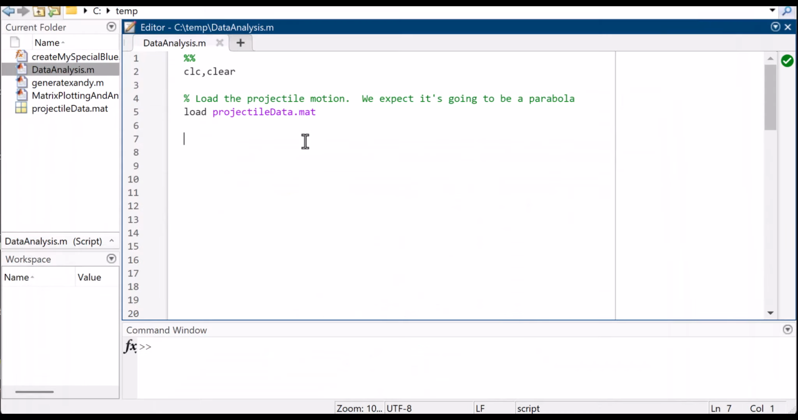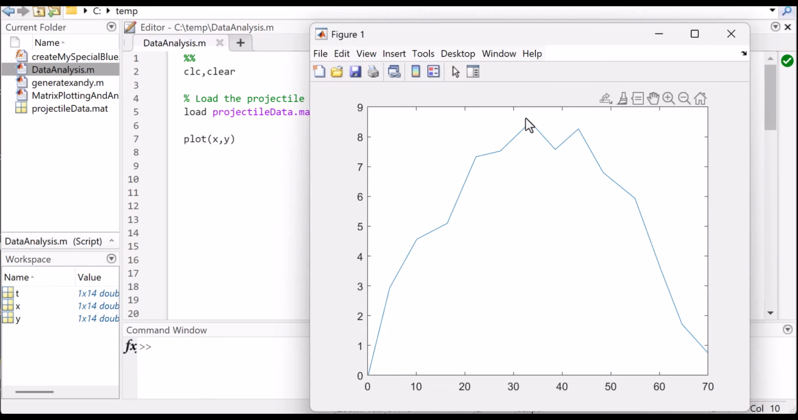So I've made some fake projectile data. The idea would be that I measure this data, but because I'm measuring it, it's not perfect. So I'm going to load this projectile data. I have the time that I measured it and the x and the y position. So if I plot x and y, I'll get something of value, maybe, eventually. Here we go. Okay, so that's my x and y data. It looks parabola-like, so this is the x position and this is the y position.